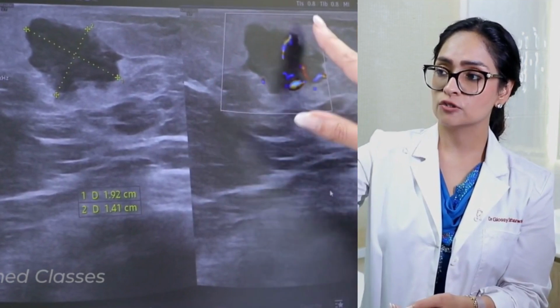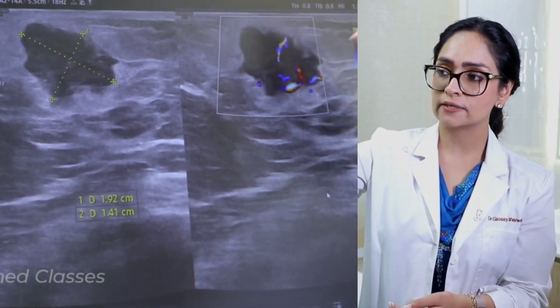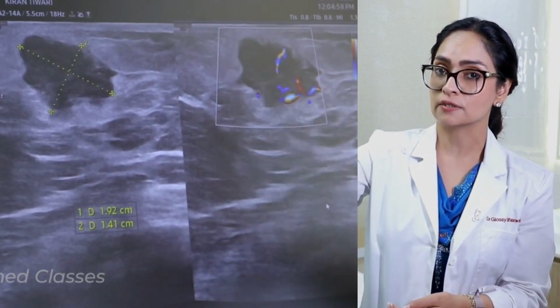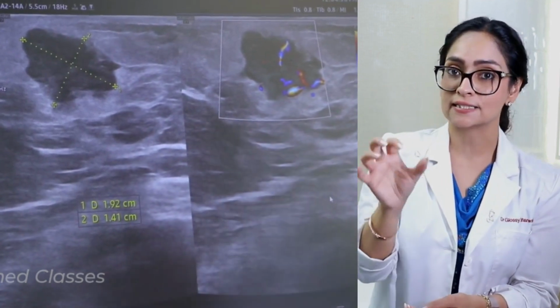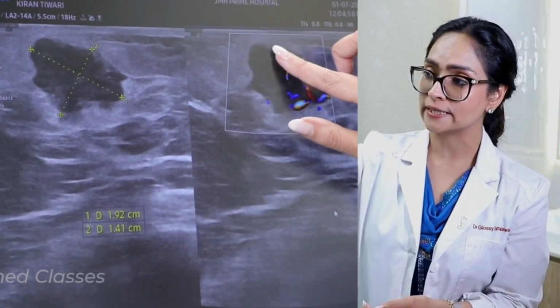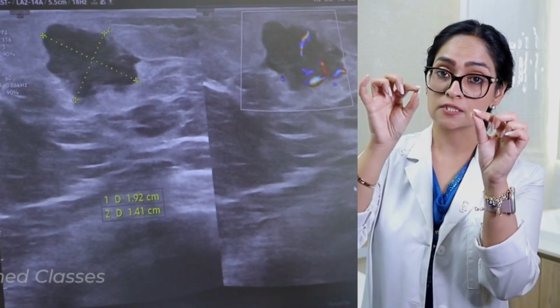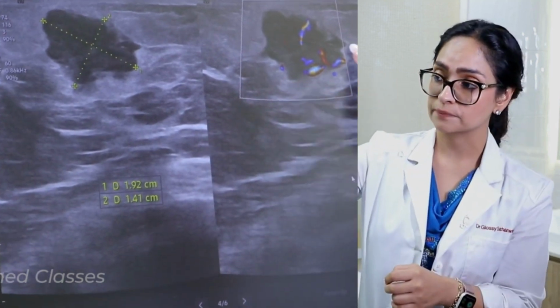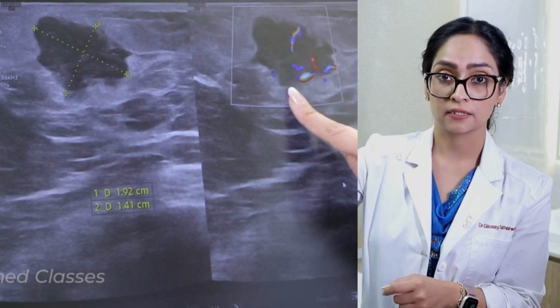Put in a color, you see intense, distorted vascularity within the lesion. In the core of the lesion, it's not peripheral like a fibroadenoma, so it is intense. The third feature, very important, is you look at these lobulated margins of the lesion, and some of them are even spiculated if you see carefully. They are spiculated, they have an angulation, and they are lobulated.